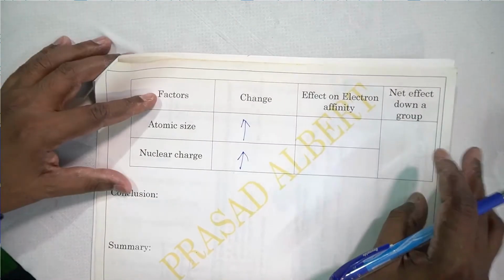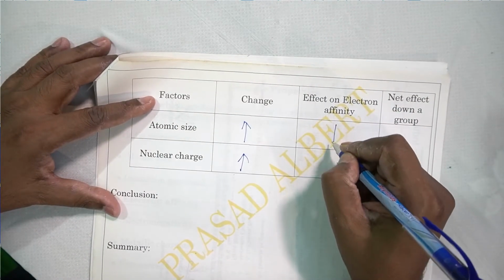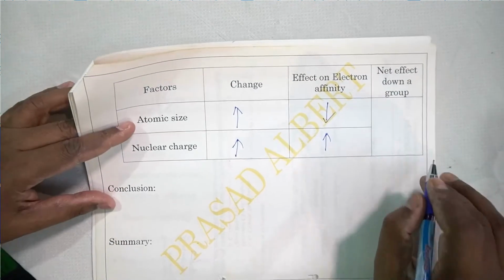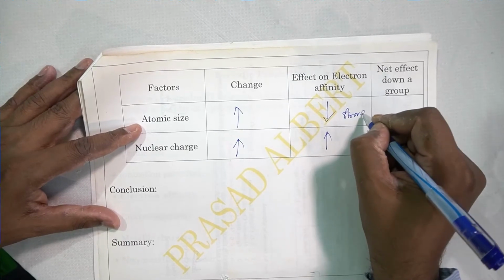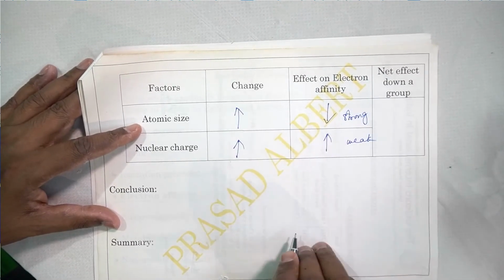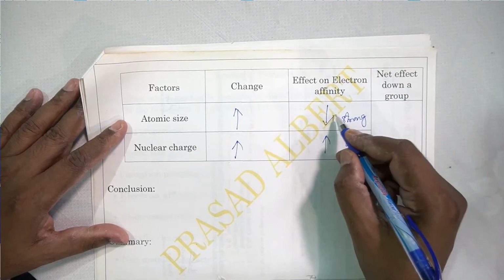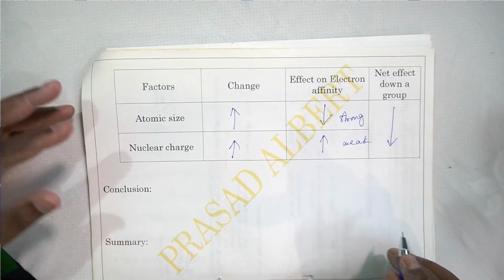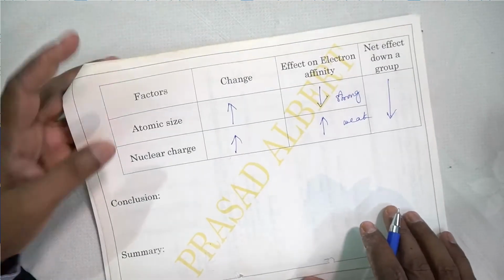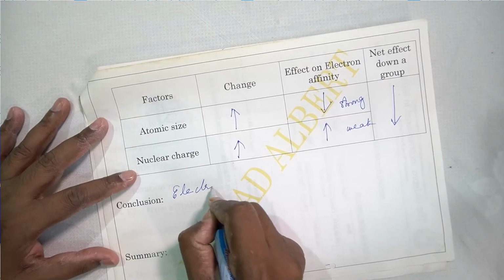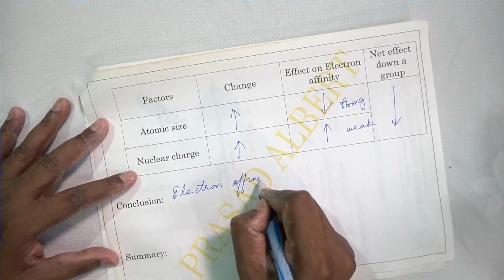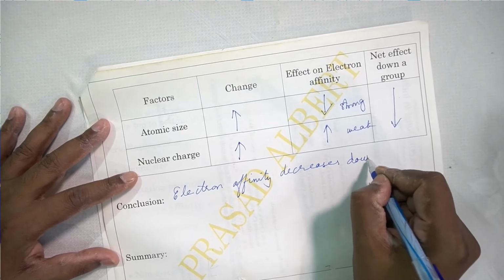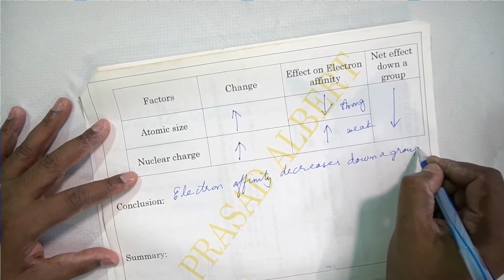When atomic size increases, electron affinity decreases. And when nuclear charge increases, electron affinity increases. This is what we have seen in the beginning. Now we have also seen this is a strong contributing factor and this is a weak contributing factor. Now atomic size is strong, so it dominates. So the net effect is a decrease in the electron affinity down a group. So what do we conclude here? Electron affinity decreases down a group. This is the conclusion.